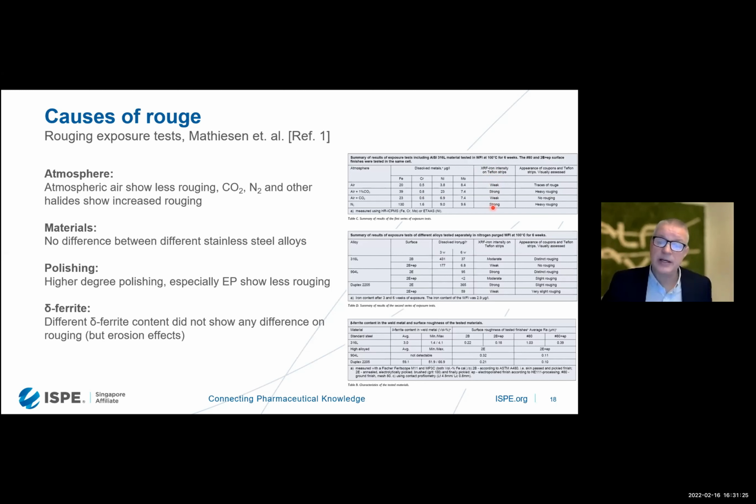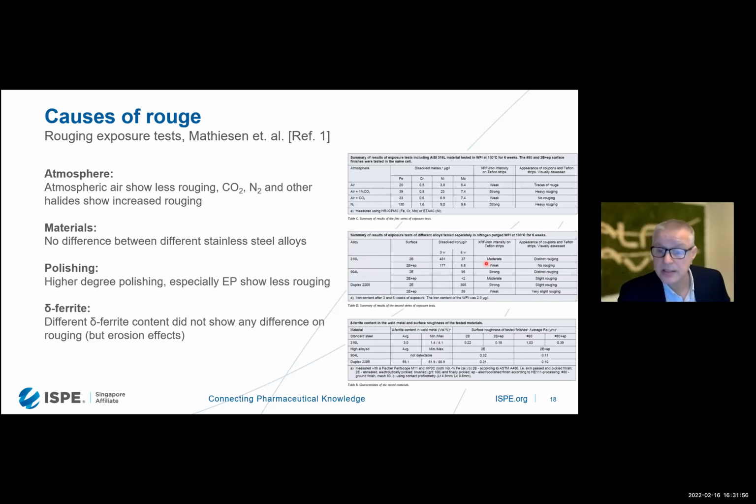They also checked different materials, and there has been a lot of discussion that you should not use standard stainless steel. Maybe you should try to go to more exotic and more expensive material like 904L or duplex steel. And it's the same here. They have also looked at the surface finish. When it says plus EP, it means it's an electropolished surface, and the other one is a mechanically polished surface.